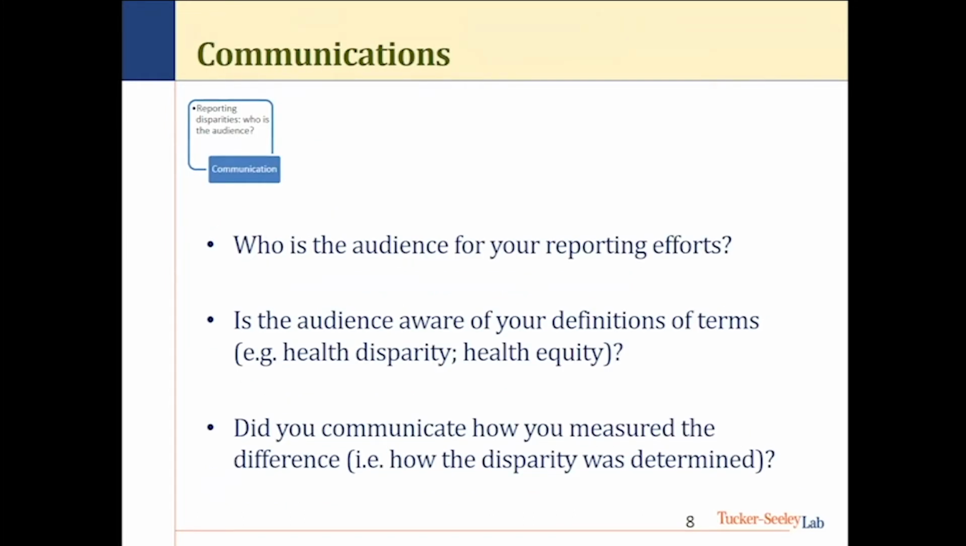In terms of communication or reporting, who is the audience for your reporting efforts? Oftentimes we as health disparities or health services researchers are reporting to each other. And so we should think about how to expand those reporting efforts to include the groups who are actually impacted by our findings. Is the audience aware of your definition of terms? That is, in terms of how you define health disparity and health equity. And did you communicate how you measured the difference? That is, how was the disparity determined? And also, is the audience aware of when you are calling a difference between groups a disparity?